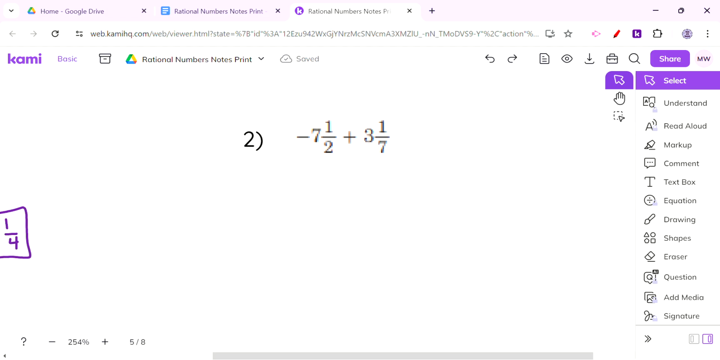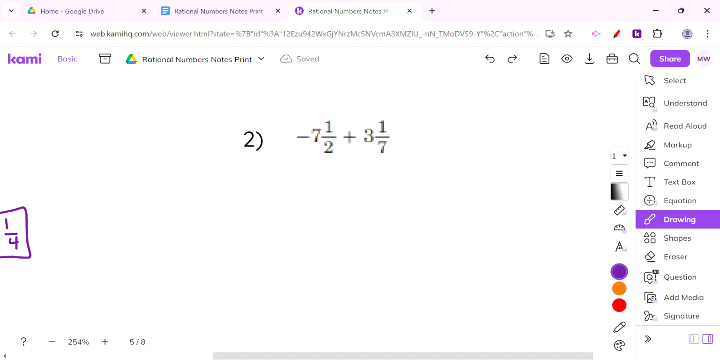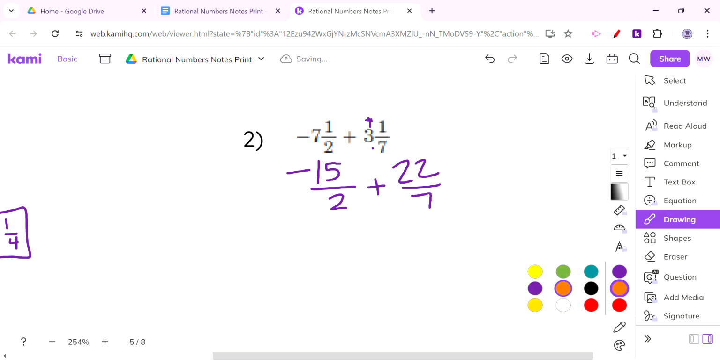Number 2, we have here -7.5 plus 3 1/7. All right, so we are first going to turn these into improper fractions. 2 times 7 is 14, plus 1 gets us 15. So I have here -15 over 2, plus 7 times 3 is 21, plus 1 gets us 22. All right, next I'm going to find a common denominator. In this case, if you just multiply 2 times 7, you'll get 14.